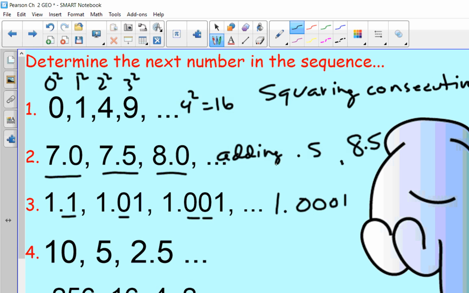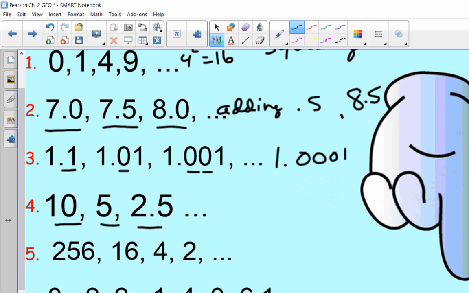In number 4, I look at my numbers and they're decreasing this time. So how am I decreasing? Well, to go from 10 to 5, it looks like I would subtract 5. But to go from 5 to 2.5, I'm subtracting 2.5. So that's not a pattern. We need to come up with something a little bit different. Another way to go from 10 to 5 is to divide by 2. So maybe I went from 5 to 2.5 by dividing by 2, and I do. So if I divide 2.5 by 2, I'm going to get 1.25.